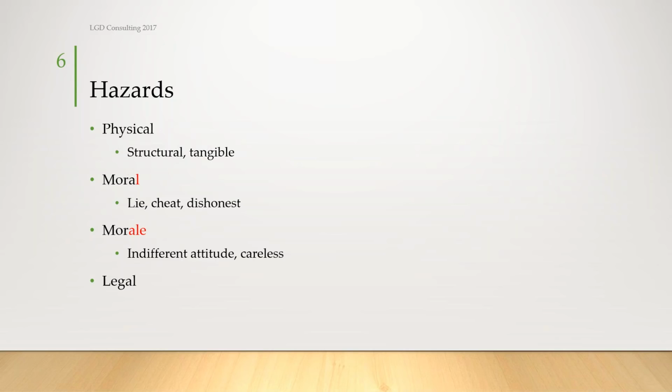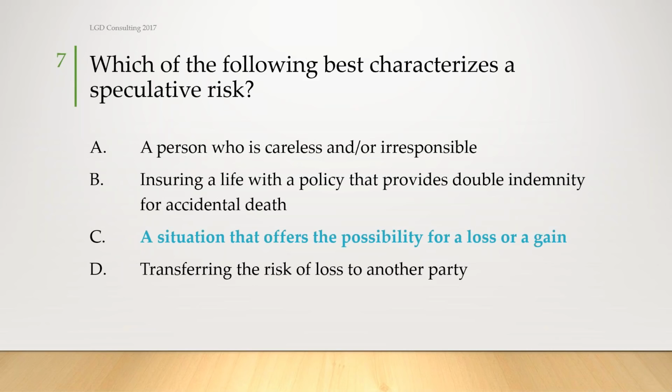Hazards. Hazards are conditions that would increase the likelihood of a peril or a loss occurring. So there's 4 types of hazards: physical, moral, morale, and legal. And these are items that are increasing the likelihood of a loss occurring. And again, these are on the property and casualty webinars. I don't want to dive too deep into that.